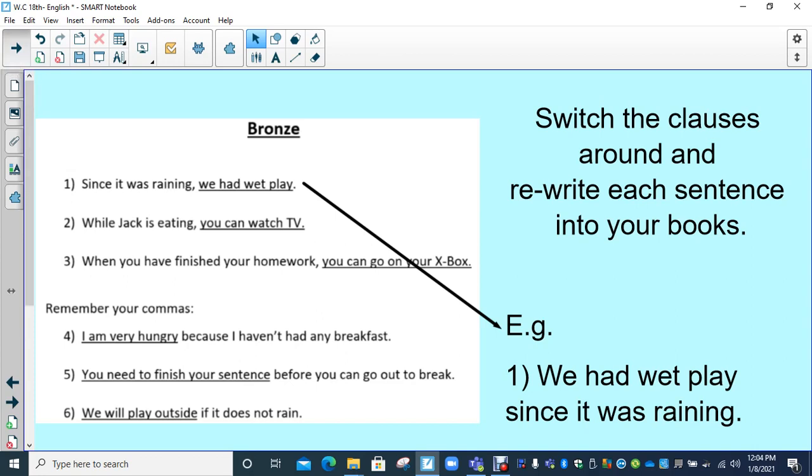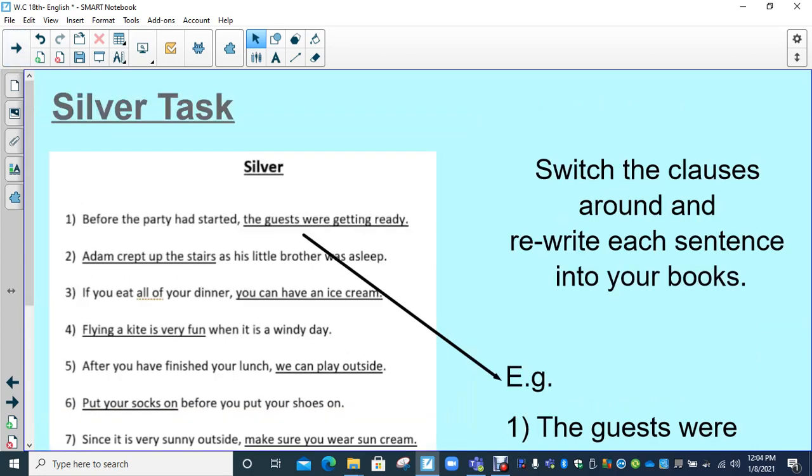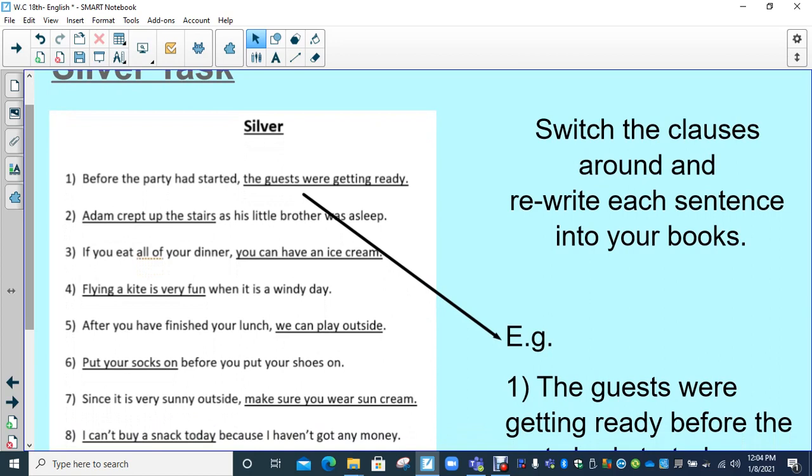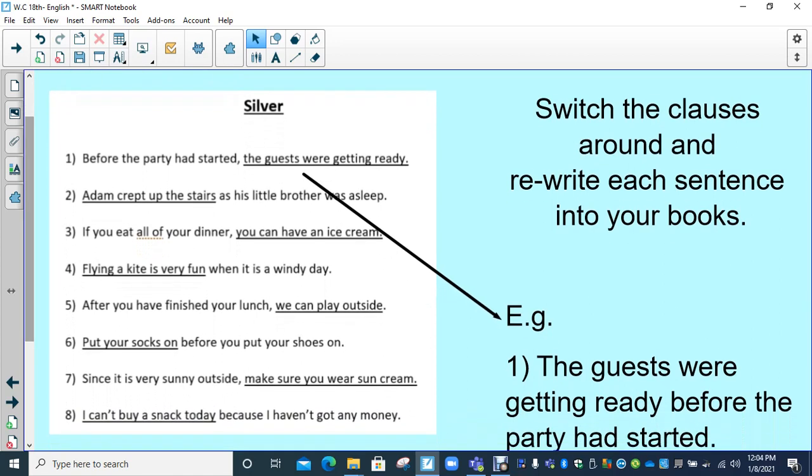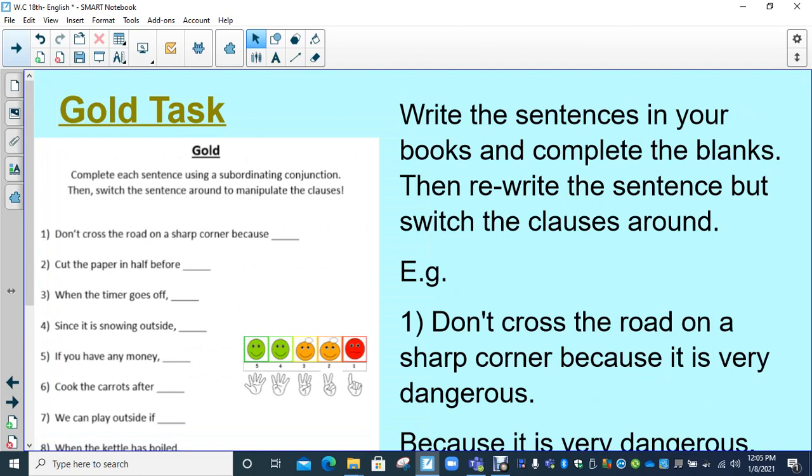Now let's go into silver. So number 1, before the party had started, the guests were getting ready. So you need to have then the guests were getting ready before the party had started. Now in my first example, I need a comma after had started, and then I remove that comma. The guests were getting ready before the party had started. So switch the clauses around and rewrite each sentence into your books.